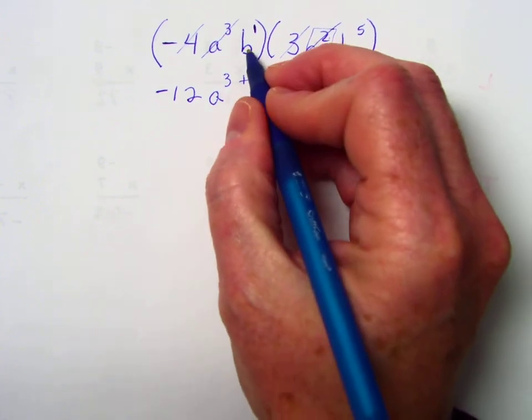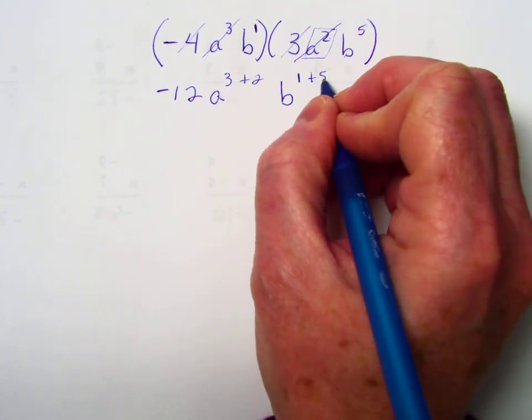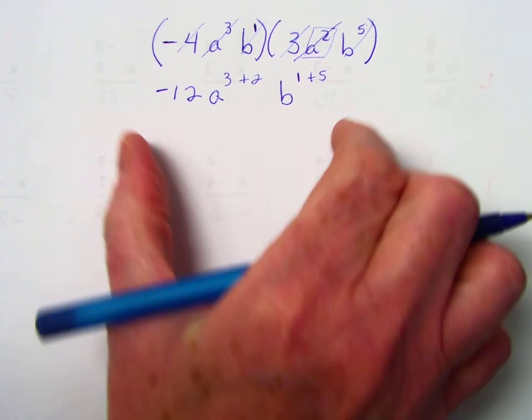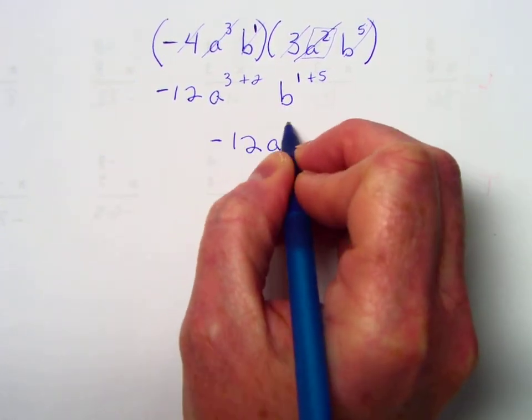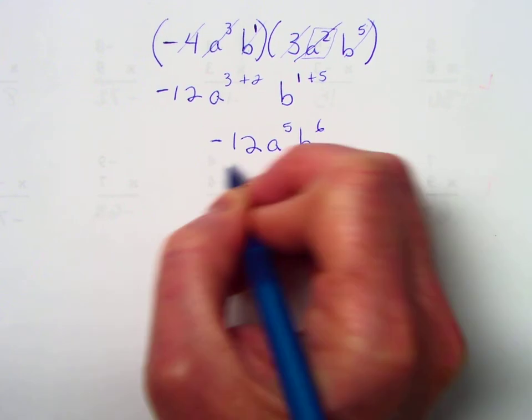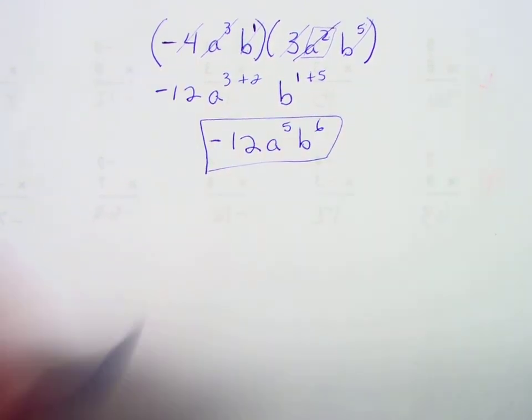So this is really b to the first power, and this is b to the 5th power, so 1 plus 5. And so now I can clean it up and finish it. I get a negative 12, a to the 5, b to the 6th, and I finished my problem. Okay? So let's look at the triads.